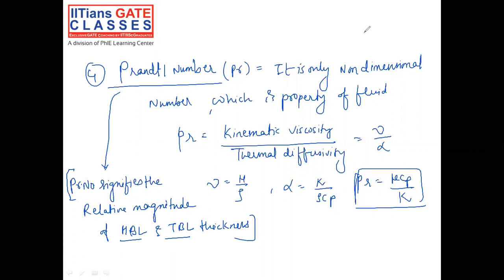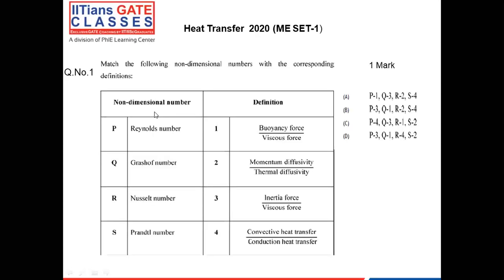Now, let's move back to question number 1 again, and we can see the options. Basically, Reynolds number is nothing but inertia force to the viscous force, which is going to match with the 3. Now, the Grashof number, I told you that it is a ratio of buoyancy force and the viscous force, which is going to match with the 1. And the Nusselt number, we know that it is the convective heat transfer in the fluid to the conductive heat transfer in the fluid. So that is nothing but option 4, and the Prandtl number is going to be the option 2. So if you match with the D option, P3, Q1, R4 and S2, that is going to be correct. 3, 1, 4, 2 is going to be the correct answer for question number 1.